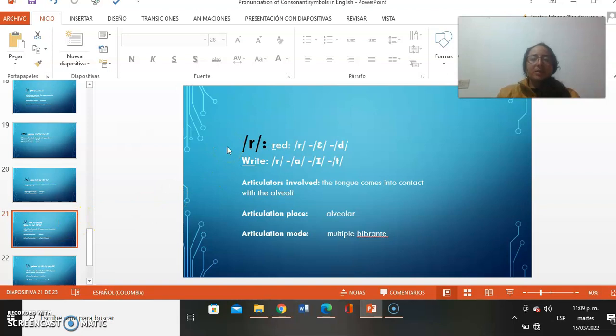This letter is r. For example, red and right. The articulators involve the tongue comes into contact with the alveoli. The articulation place is alveolar. The articulation mode multiple vibrant.